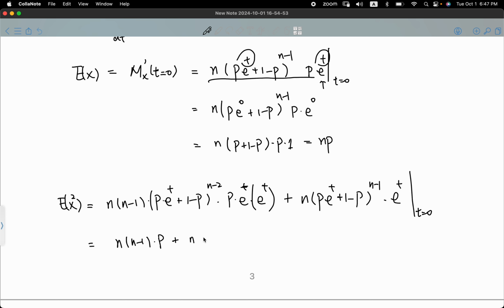Am I missing something here? I'm missing a p here. Okay, yeah. So there's another p here, coming from here. When I copy down the part that I underlined here, I'm missing a p. Okay, so you have an np, and then the rest just reduces to 1 when you plug in t equals 0, and you have n squared minus n multiplied by p plus np. N squared p minus np plus np.